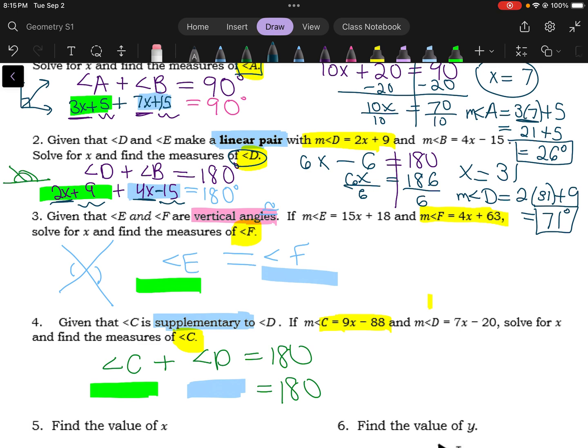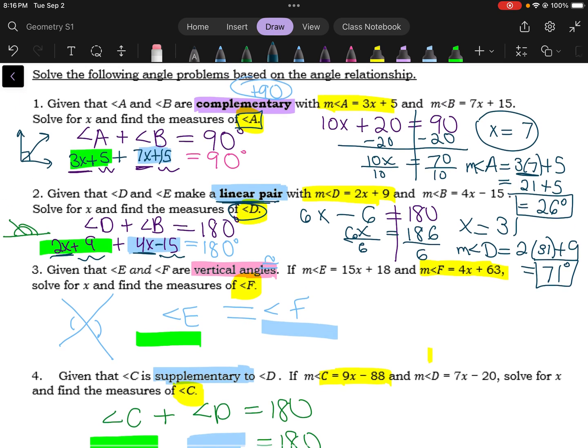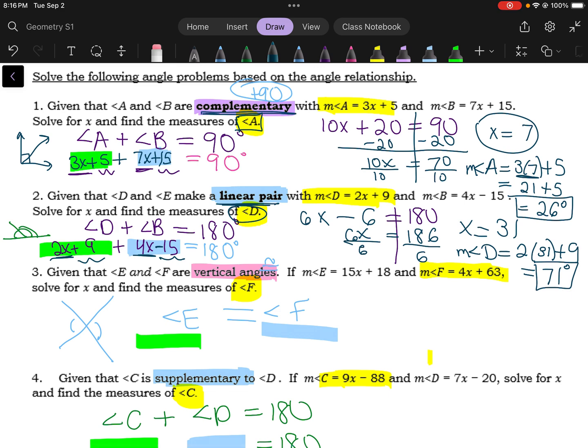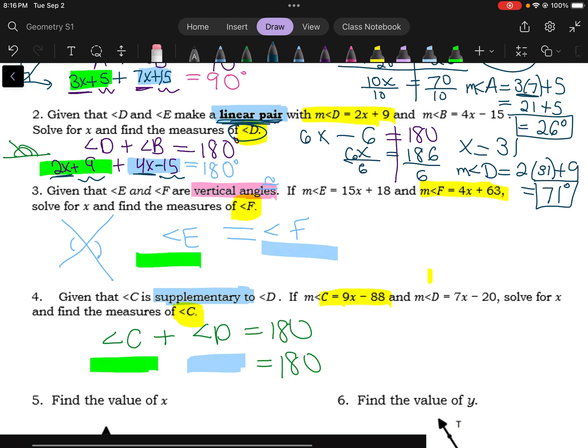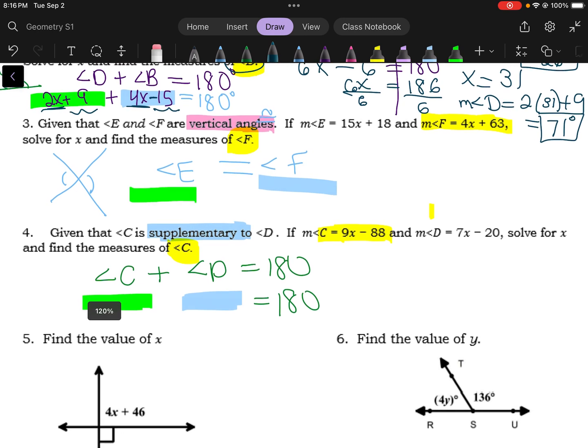Okay, so again, I set up the problem. I make it equal to based on what it says. So the first one said complementary, so that means it added up to 90 degrees. The second one said it was a linear pair, so it added up to 180. Okay, the next one is vertical angles.